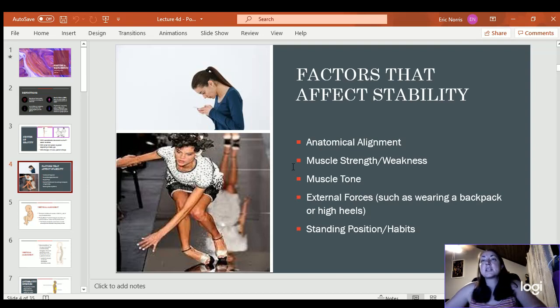All right, so factors that can affect stability: your anatomical alignment, your muscle strength, or if you have weaknesses, muscle imbalances, that can all play on your stability. Muscle tone, external forces such as wearing a heavy bag or a bag on one shoulder, high heels, of course, as you see in the picture, and then your standing position or habits. If you're used to looking down at your phone, that's going to affect your stability, and any other habits, postural alignment that you have.